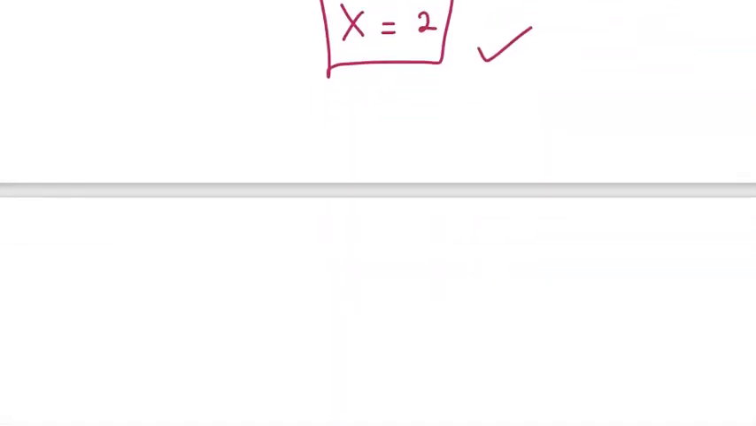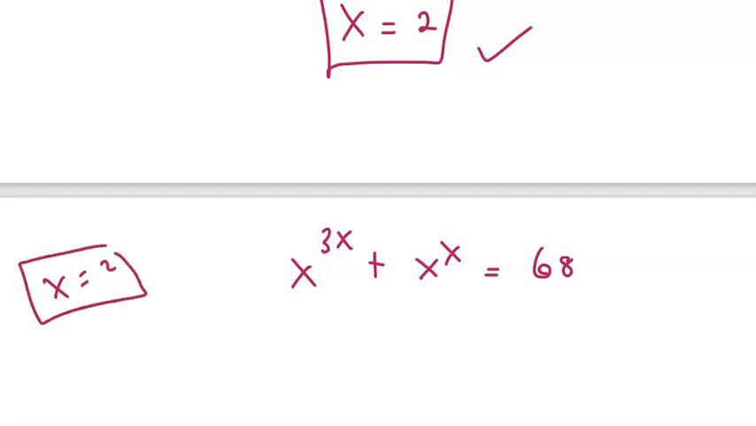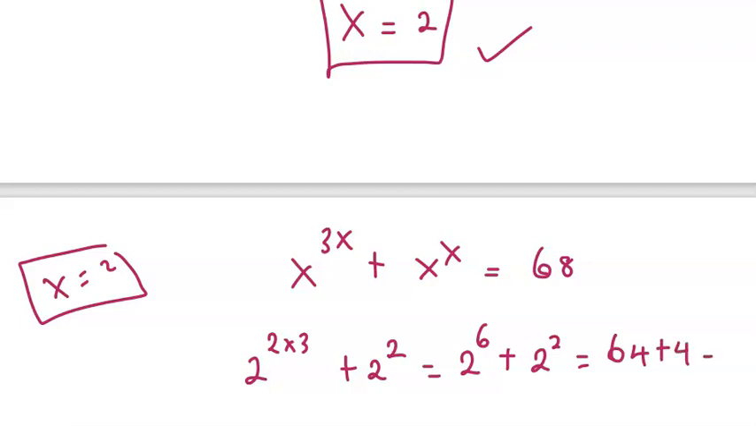Let's cross-check and see if 2 indeed satisfies the equation. Our equation is x^(3x) + x^x, which should give us 68. Now we know x is equal to 2. Plug in, we get 2^(2×3) + 2², which is 2⁶ + 2². So this will give us 64 + 4, which is indeed equal to 68. Therefore, x = 2 is our solution.